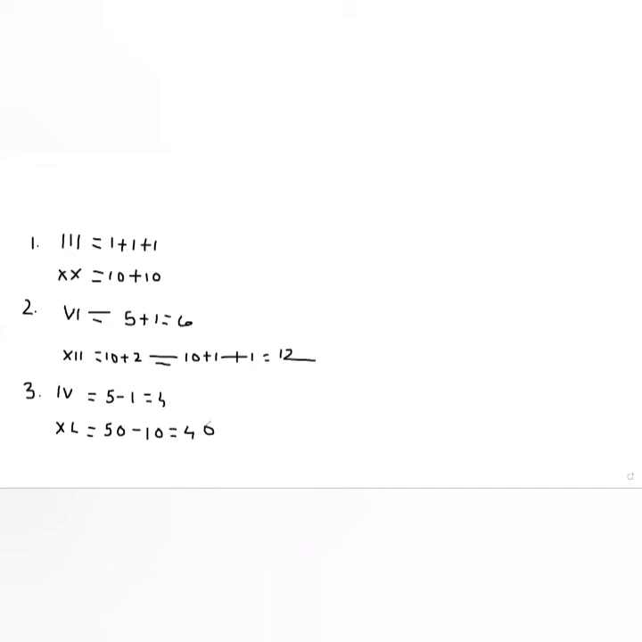That is the third rule. Then the fourth rule is when a smaller numeral is written between two greater numerals, it is always subtracted from the greater numeral.